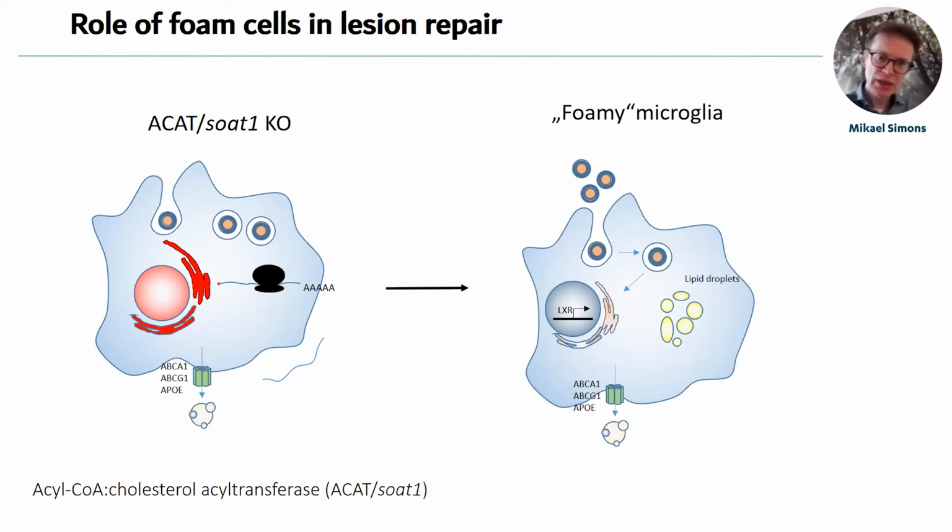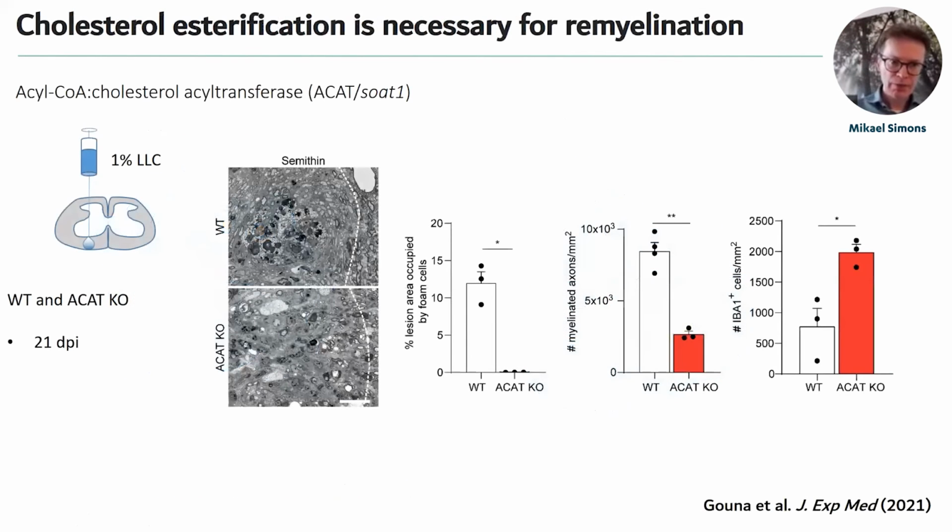Now, when we use this ACAT knockout mouse, and we use lesions in the spinal cord, then we see, as expected, these mice do not form almost any foam cells. However, these mice also do not show good recovery. So we have less remyelination and we have chronic inflammation in the lesions. So here we have a different setting. We have fewer foam cells, but a poor outcome.